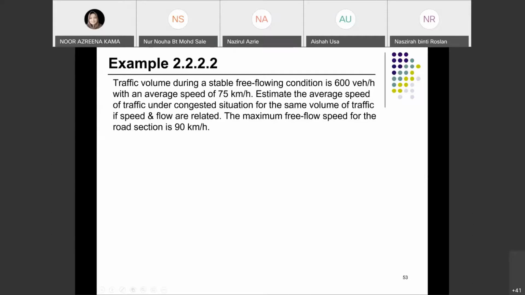Traffic volume during a stable free flowing condition is 600. So this is Q. Average speed 75. Estimate the average speed of traffic under congested situation for the same volume of traffic if speed and flow are related. So it is UQ relationship. Maximum free flow speed is 90 km per hour. Okay, cuba kira.